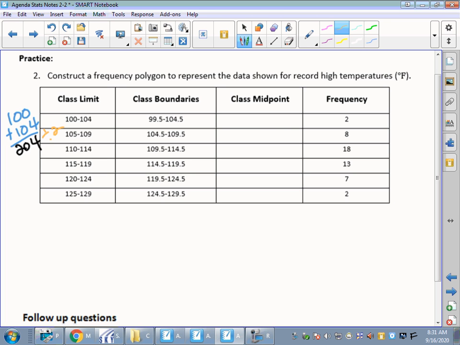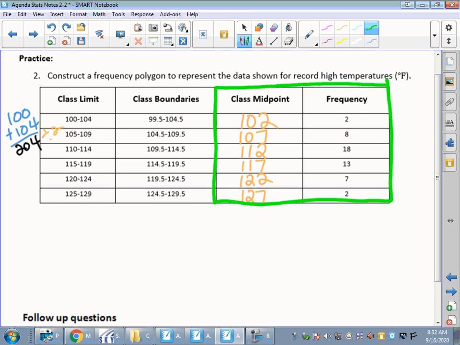So what's that going to be? 102. For 105 to 109, the midpoint would be 107. This one is going to be 112. You might be able to just common sense your way through when you've got a small class width like this. If you're not sure, add up the two sides of the class limit, divide by 2. So now when we make our frequency polygon, this is the information that we need.